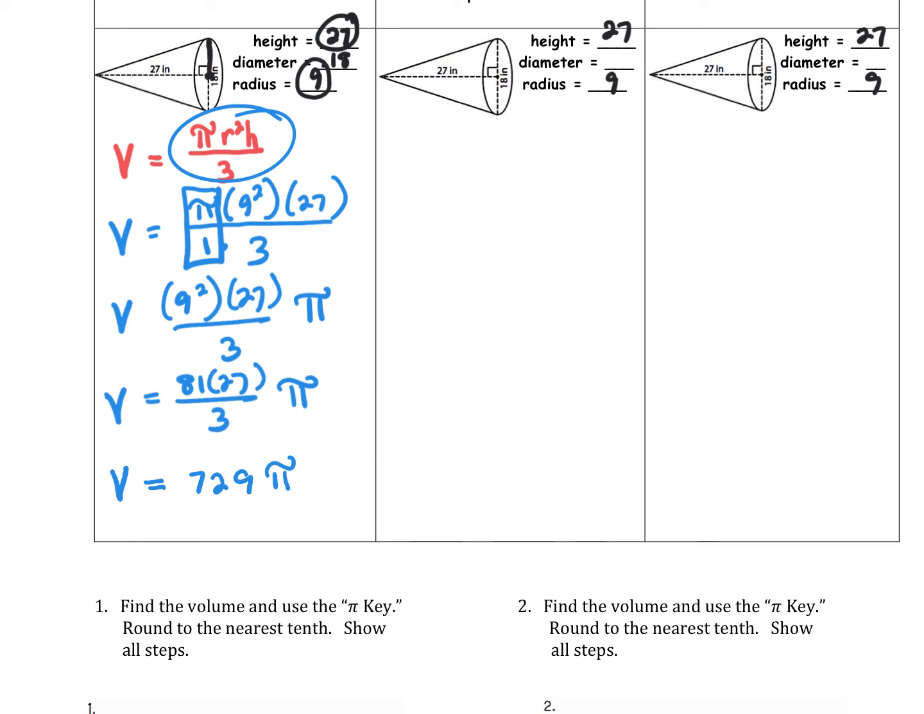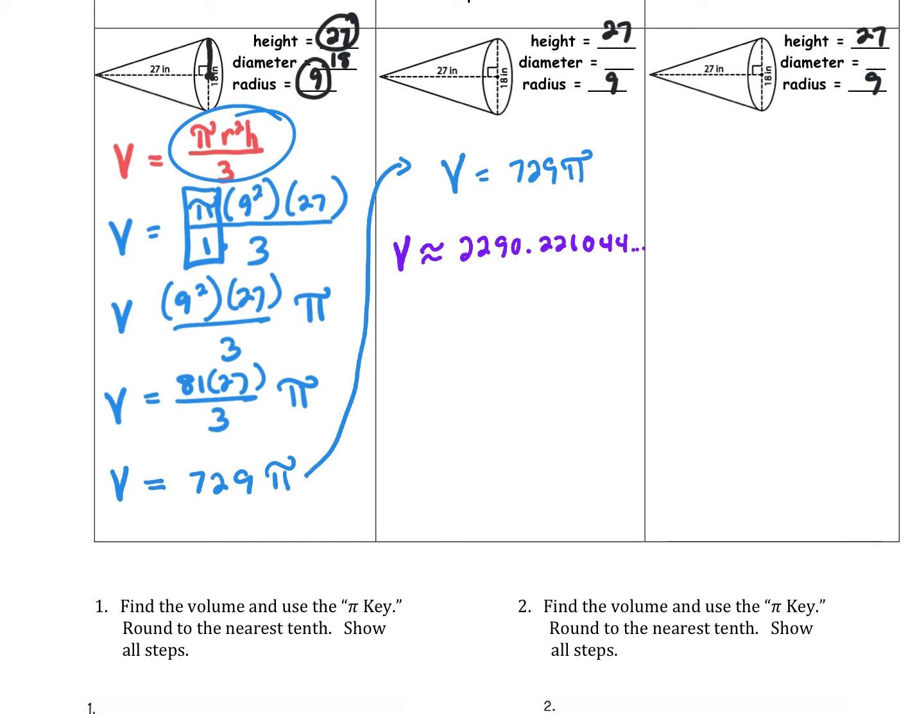This time, if we do this, we get to start where we stopped, because all we're going to do is take 729 times the pi key. So all of these steps are exactly the same. When we use the pi key, we just enter the number 729 times pi. So pause, use your calculator, and write down all the digits. So hopefully this is what you have.